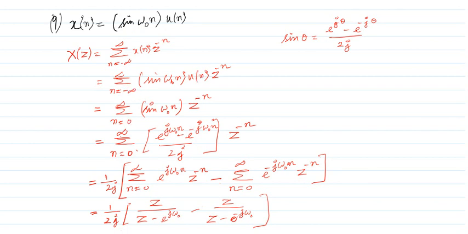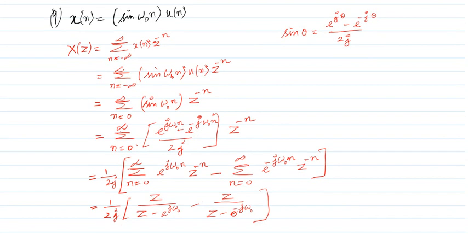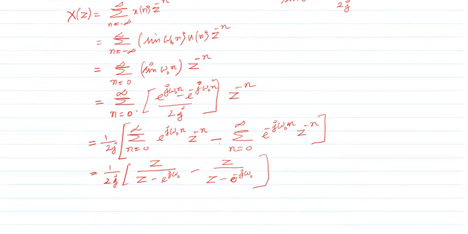Sine theta I can write as e power j theta minus e power minus j theta by 2j. So instead of theta here it is omega naught n: e power j omega naught n minus e power minus j omega naught n, by 2j. I am splitting this into two summations. 1 by 2j is a constant, so I have taken it outside. This term separately and this term separately, along with z power minus n, I have brought inside.